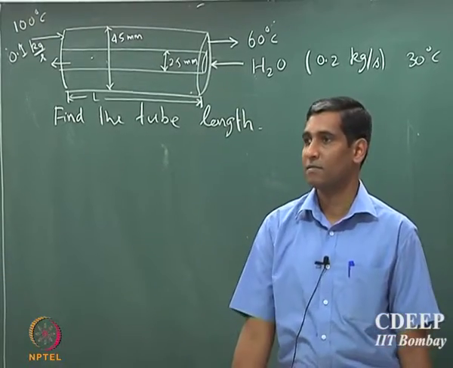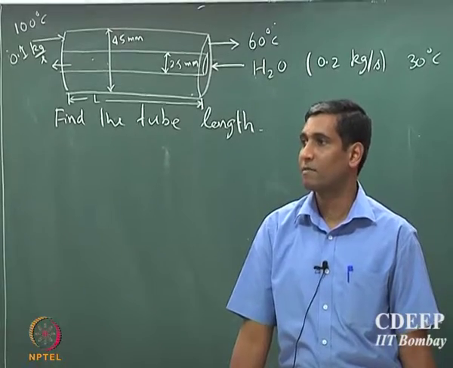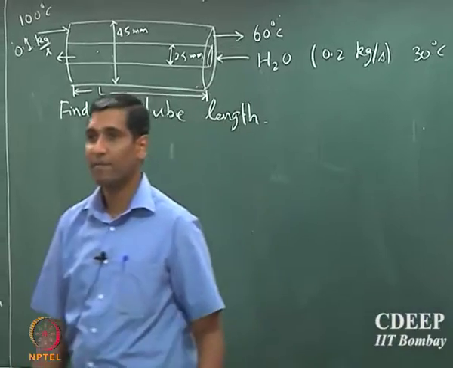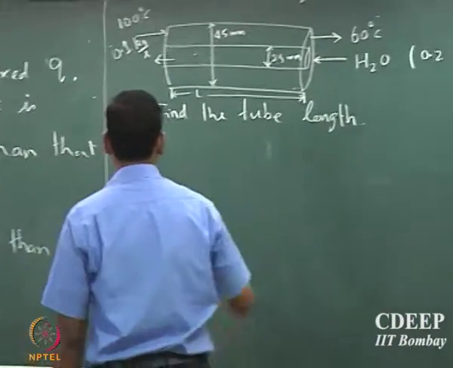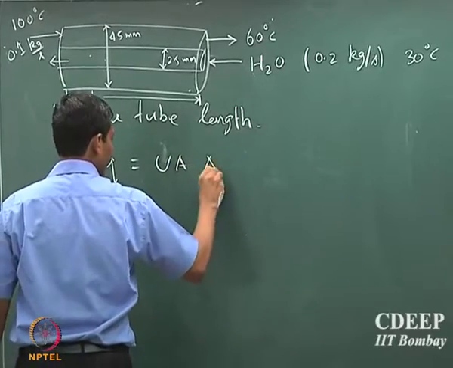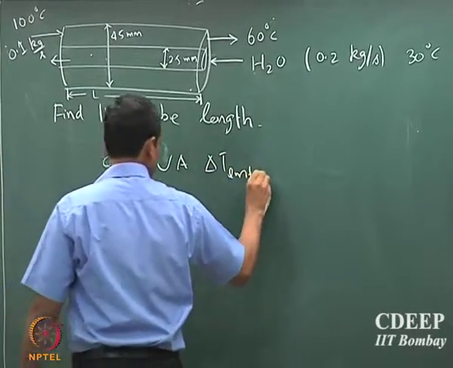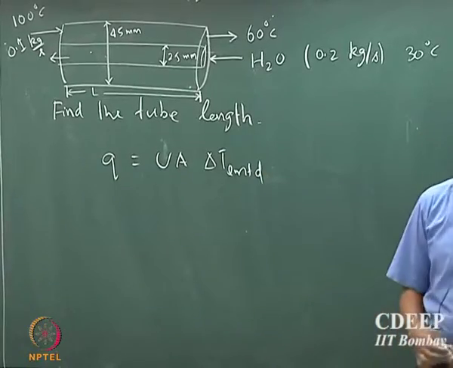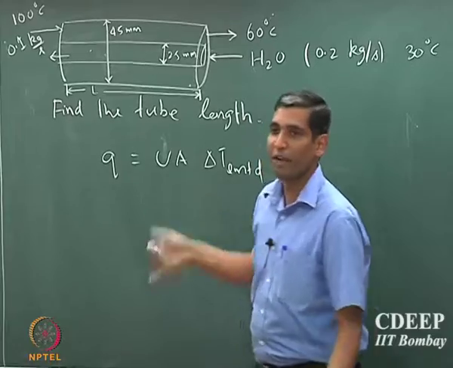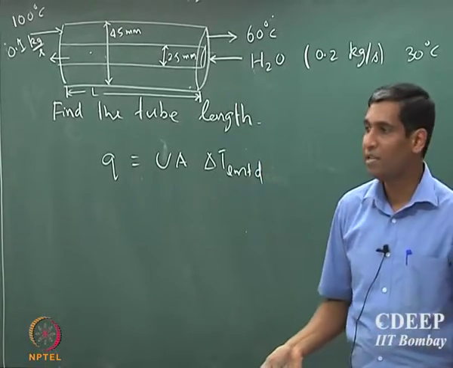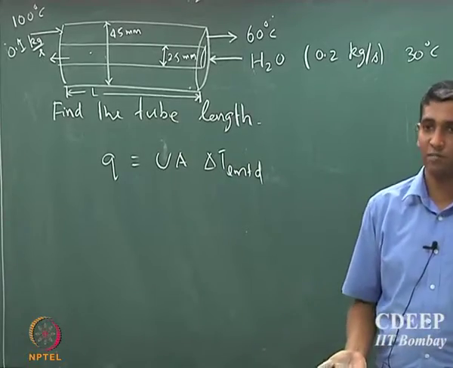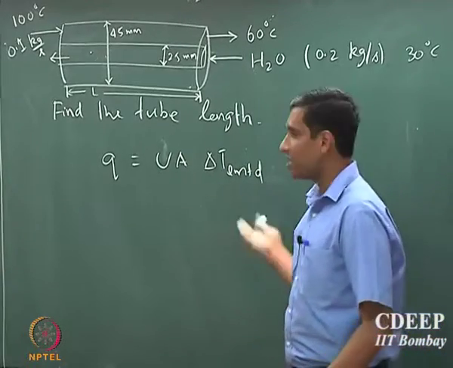Anybody? How do we start? Yes, we want to find Q. So, if we know Q, Q is U A delta T LMTD. So, if we know U, if we know delta T LMTD and Q, we should be able to find the area. So, from the area we should be able to find out what is the length of the heat exchanger.